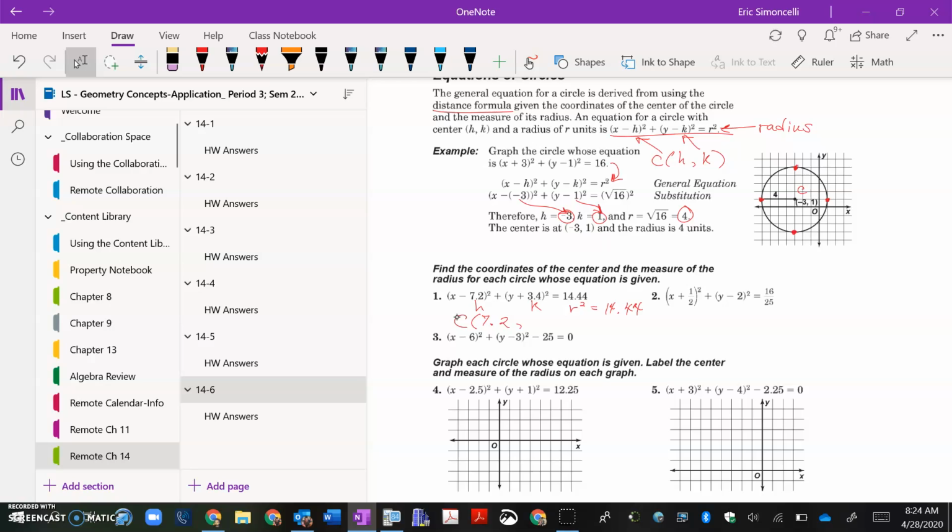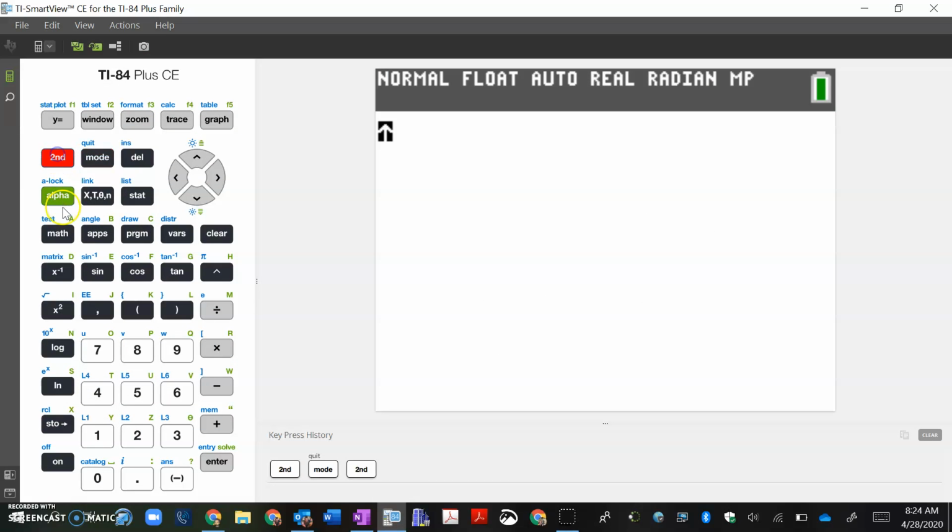So the center will simply be, now notice it's x minus exactly how the formula speaks to, so 7.2 is your h value. While your k value, it's not y minus, it's y plus, so that ends up being a negative 3.4. Remember, minus a negative ends up being positive in the context of the original equation, which in this case it is positive. So negative 3.4 would be your k value. For r, we'll take a look on the calculator, simply taking the square root of 14.44.